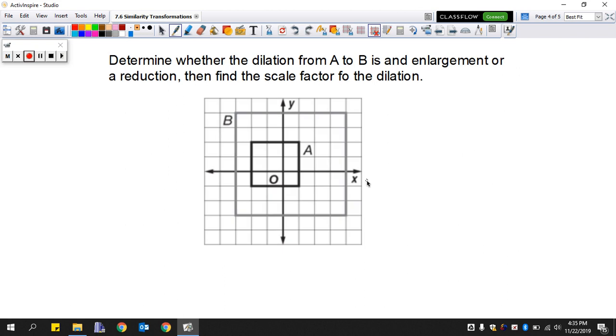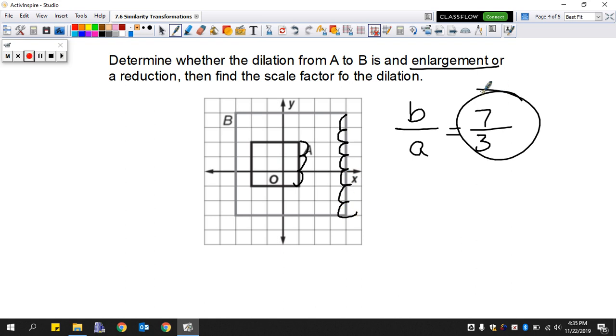Once again, the same thing goes here. We're going from A right here to B. That's obviously an enlargement. And remember, we do B over A. A is 1, 2, 3, so A is 3. B is 1, 2, 3, 4, 5, 6, 7. So our scale factor is 7 over 3, or 7/3, which is more than twice as much. 6/3 would be equal to 2, which would be twice as much.